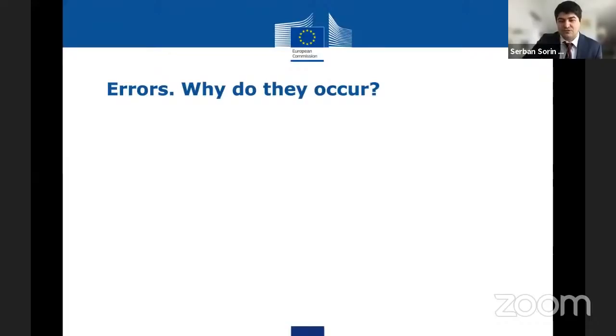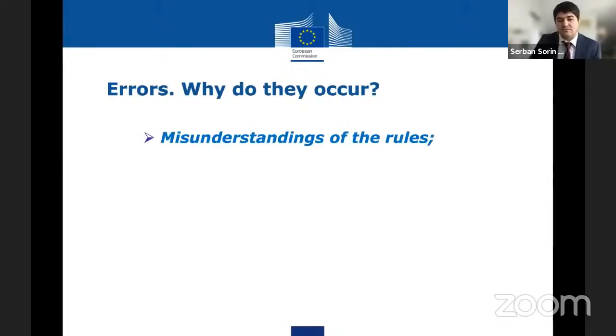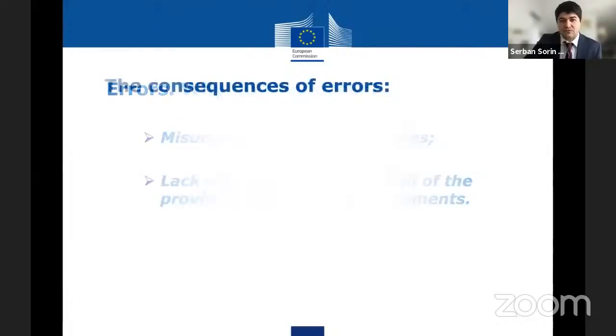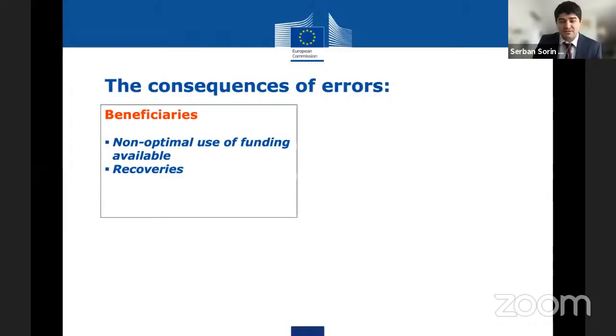First of all, without any link to the rules as such, why do the errors occur when we do audits? First of all, obviously because of some misunderstanding of the rules, but it could also be because of lack of attention to the detail of the provisions of the grant agreement. That's nothing surprising as such. The consequences of errors for beneficiaries could be the non-optimal use of funding available, or recoveries to recover some of the funds paid wrongly.